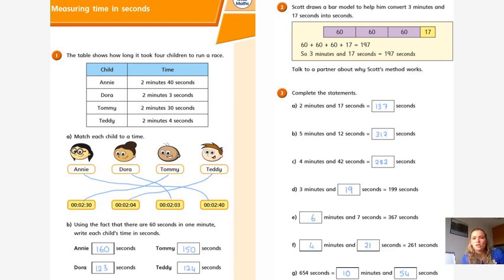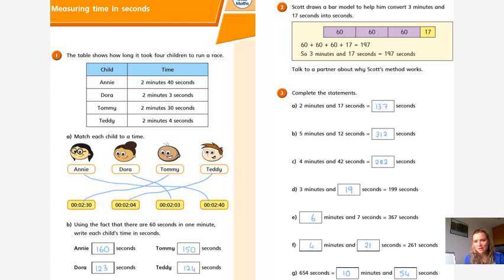Number 2, Scott draws a bar model to help him convert 3 minutes and 17 seconds into seconds. Talk to a partner about why Scott's method works. So have a look here. We've got 60 add 60 add 60, which gives us our 3 minutes, add our 17 seconds, which is obviously 197 seconds. So it just breaks it up so he can see what numbers he needs to add together.